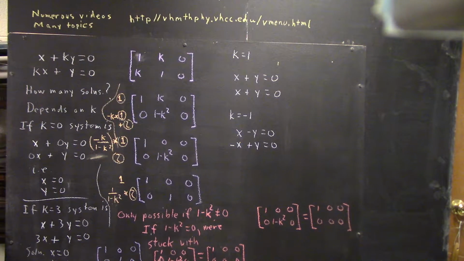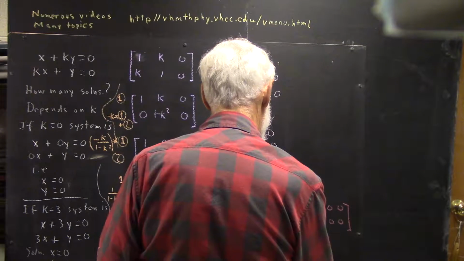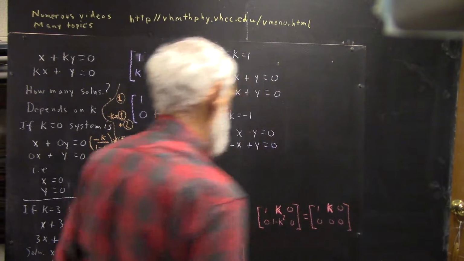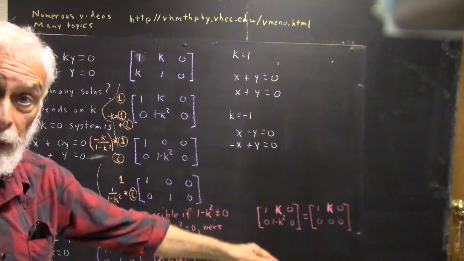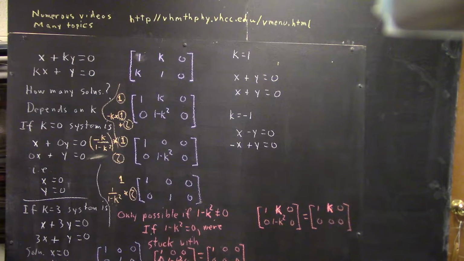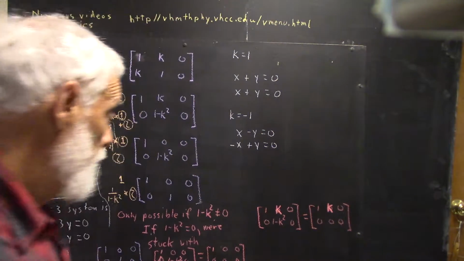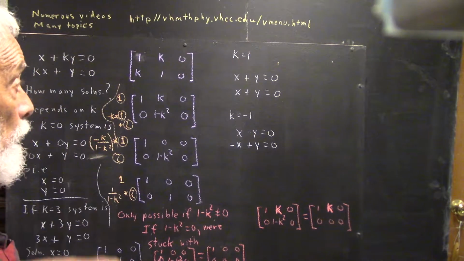So I have to modify what I wrote there. And I'll just make it real sloppy for right now. That's not a 0 anymore, that's a k. We have to go back to here if 1 minus k squared happens to equal 0. So now we have 1, k, 0.